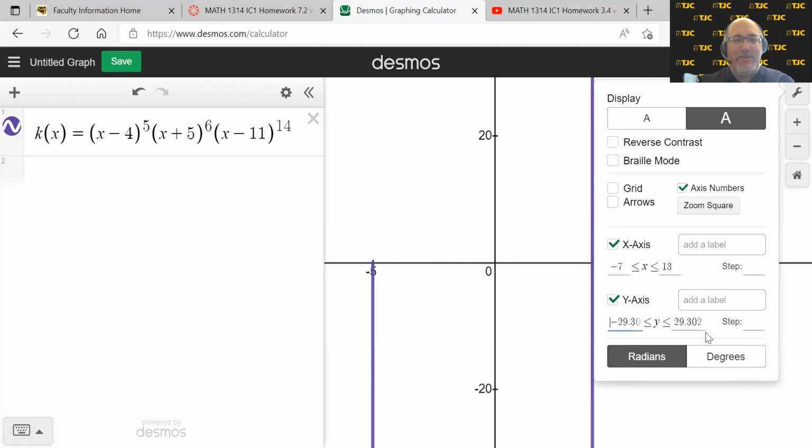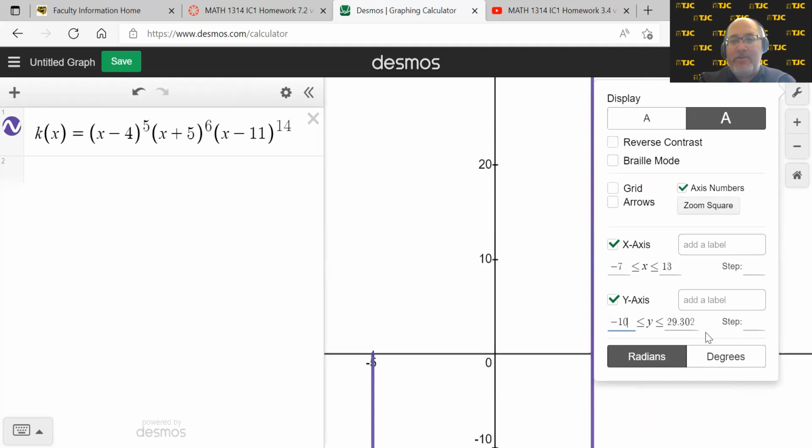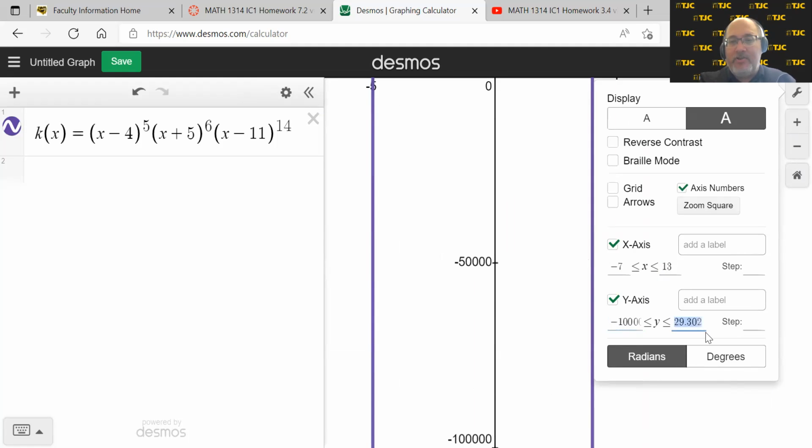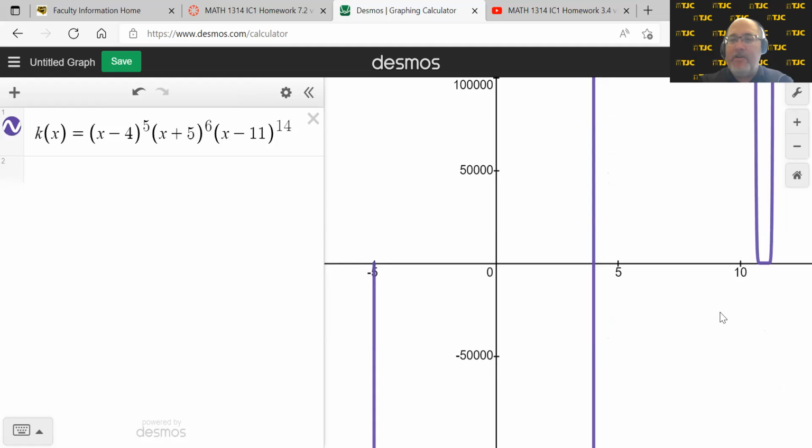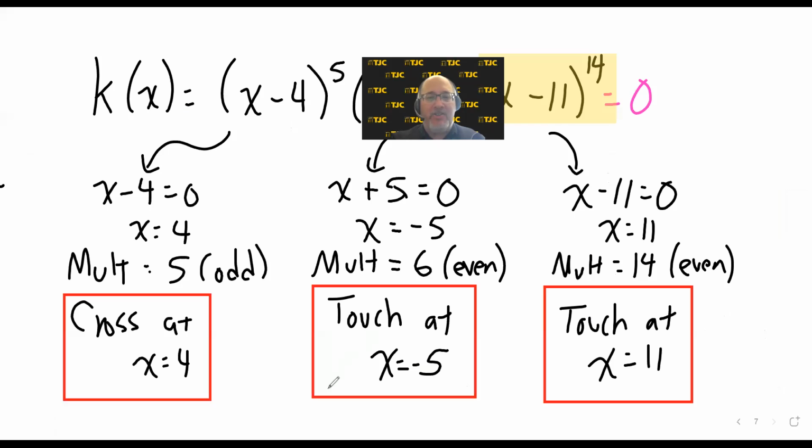And for the y-axis, because these powers are ridiculously large, our y values get ridiculously large. So let's take it from -100,000 to +100,000, and that might not even be enough to see the graph. It's really hard to see what's going on here because of the size of these powers, so we may just look at them one at a time. But right here at 4, it's clearly crossing, and we predicted that it would cross at 4.